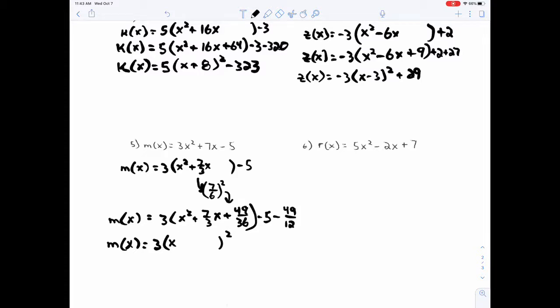Okay, look at the last term. What times what gives you 49? Well, 7 times 7. What times what gives you 36? 6. It's that simple.